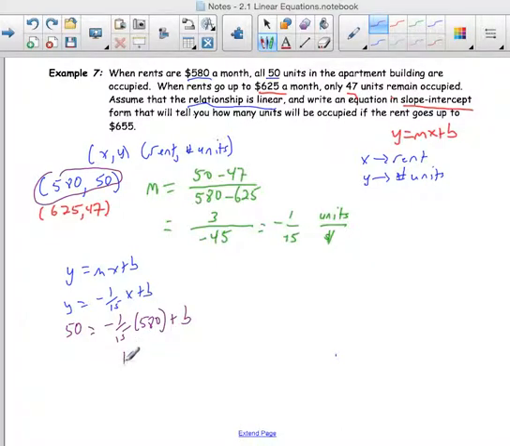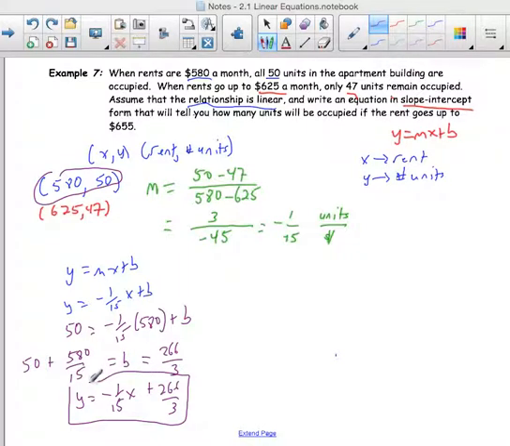So I'm going to solve for my y-intercept. So b is equal to 50 plus 580 over 15. And that turns out to be 266 over 3, if you simplify that. So my equation in slope-intercept form is y equals negative 1/15 x plus 266 over 3. That's the equation.